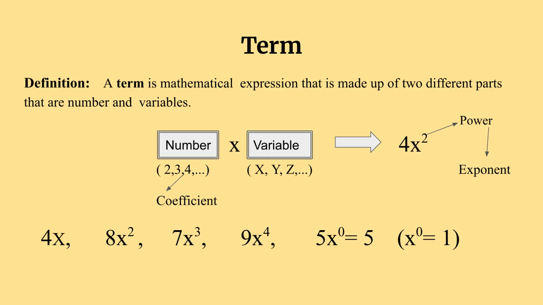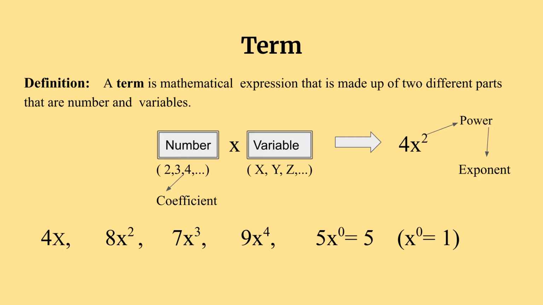Before we can understand what polynomials are, we should have knowledge of terms. What is a term? It is a mathematical expression made up of two different parts. One is a number, and the other is a variable. If we multiply the number with the variable, we get a term. Number means 2, 3, and 4. Variable means x, y, z. We also call numbers coefficients. As we write 4x squared, we multiply 4 with x squared. Here 4 is a number, meaning coefficient, and the power of the variable is 2, which is called an exponent.